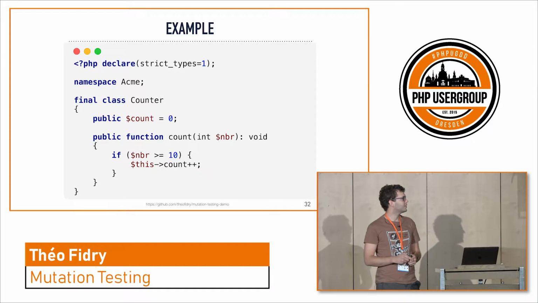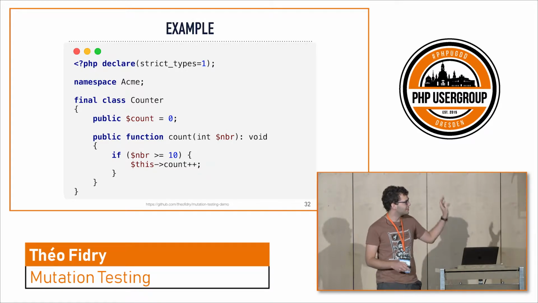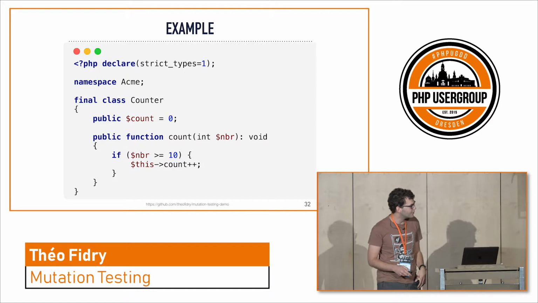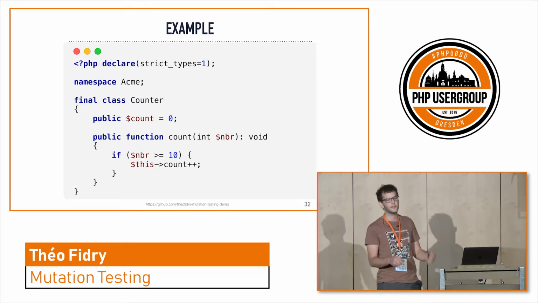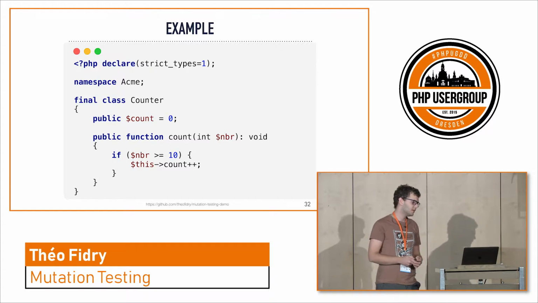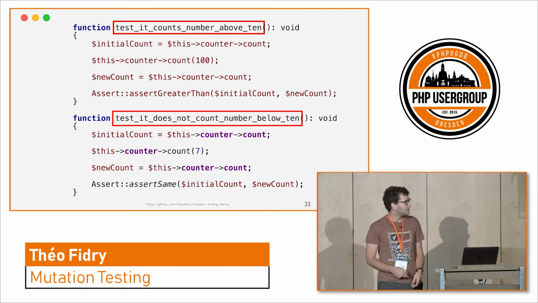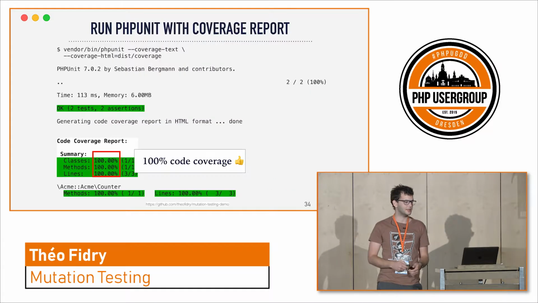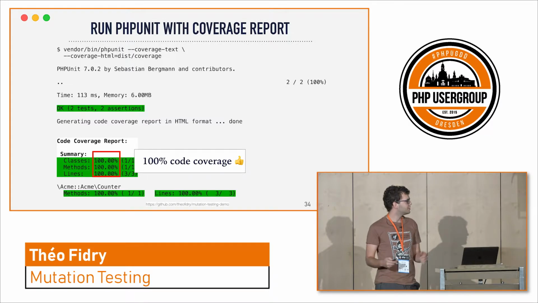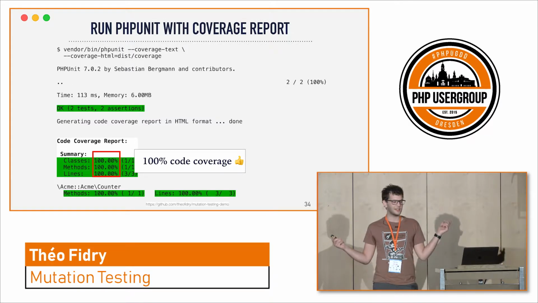So you have a simple counter class. You have a property count and a method count. We pass a number to that method. If that number is superior or equal to 10, we increase the counter. Simple enough. We have tests for it: one test that makes sure the counter is incremented if the number passed is above 10, and another that the counter is not incremented if the number is below 10. So with that, we run the tests with code coverage: 100% code coverage, fantastic.